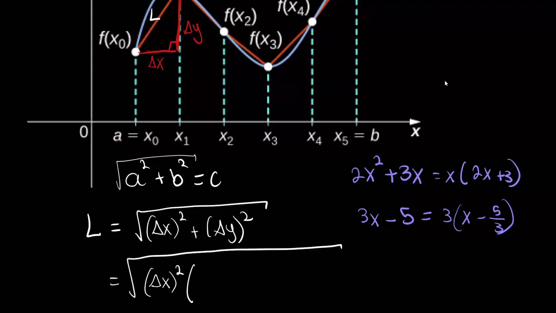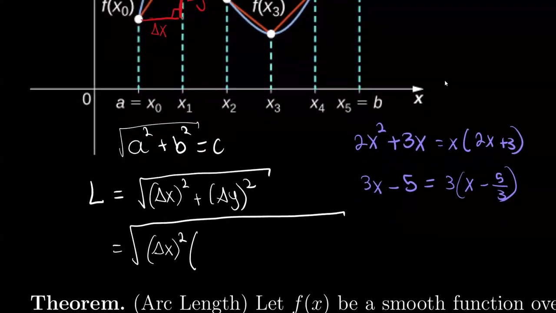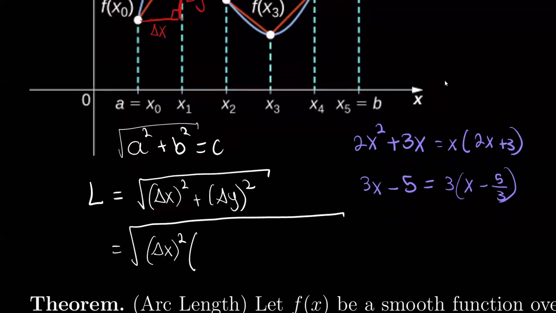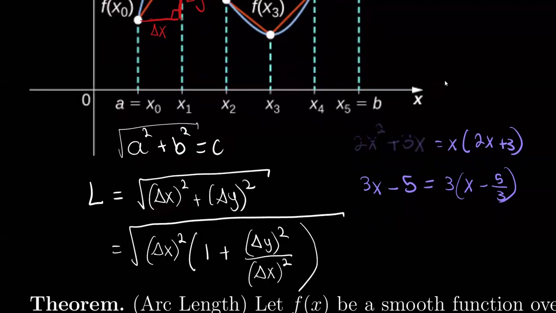I'm just going to ignore it for right now, but I'll come back to it later. And then after I have factored out the delta x squared, this guy is left over with 1 plus, and just like I showed before, factoring was a fancy way of dividing, so that would become delta y squared divided by delta x squared. That was me having factored out the delta x squared underneath the square root.